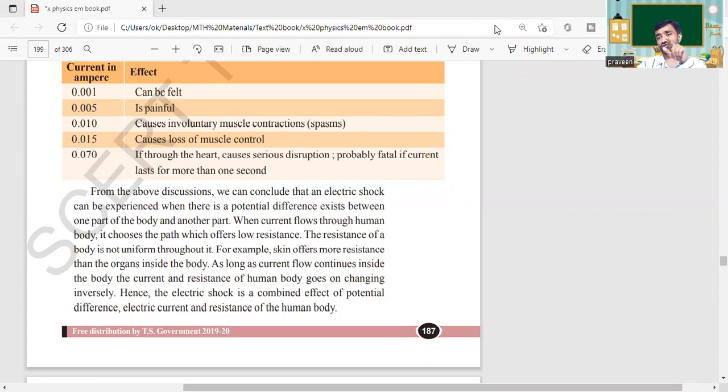So resistance changes, and the amount of current increases. That amount reaches a maximum of 0.07 amperes, which can be said to be a fatal dose. So the amount of current is deciding the effect on your body, and that kills the person. So it is said to be a combined effect. Underline that, right? You need to understand this.